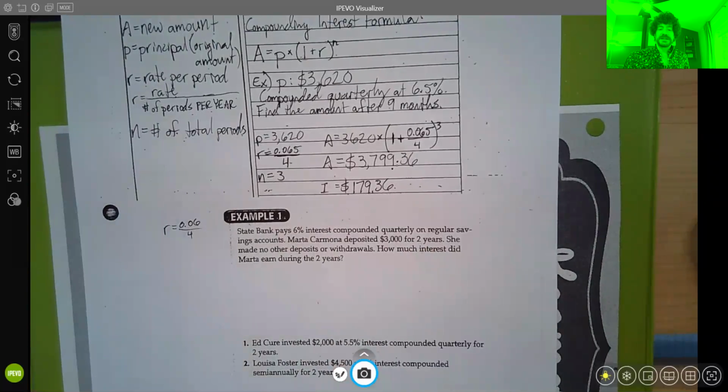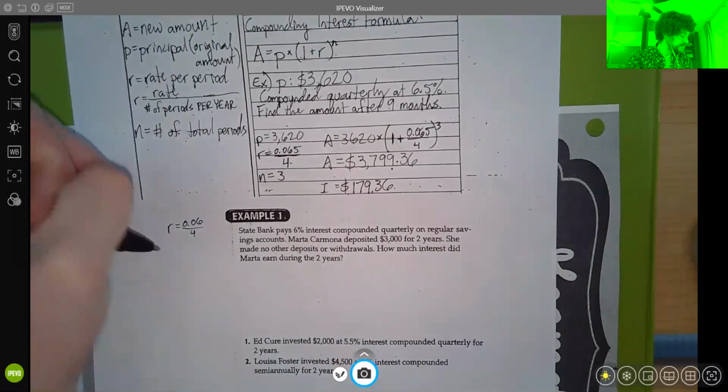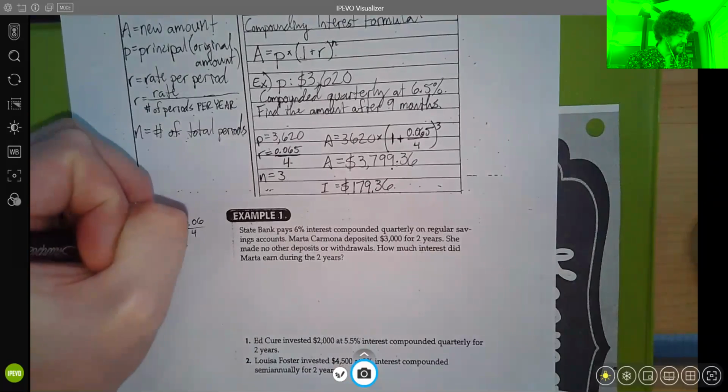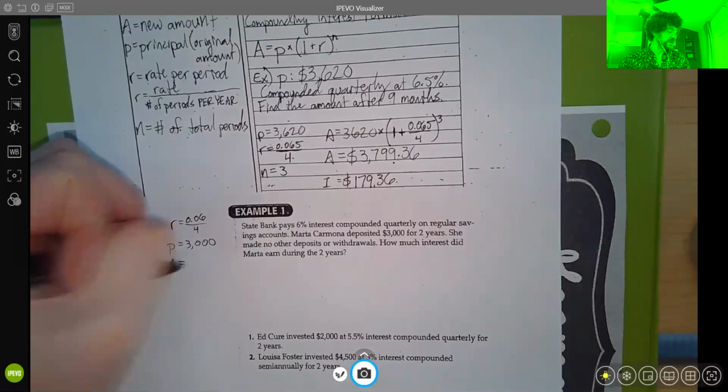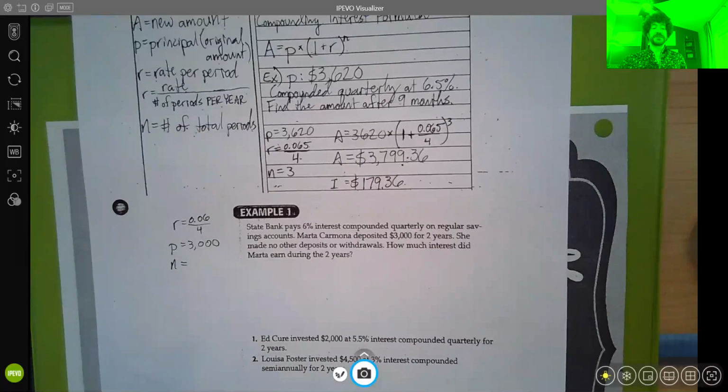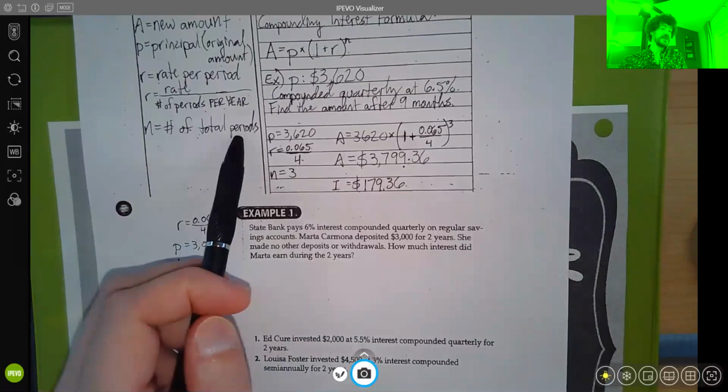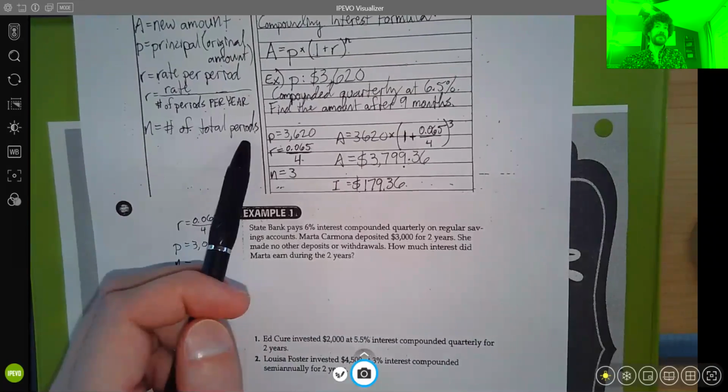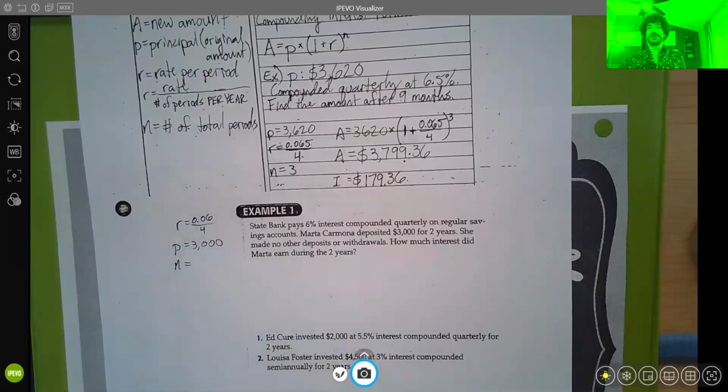Marta Carmona deposited $3,000. Okay. So P equals 3,000. And then she wants to know how much money she's going to have in the account after 2 years. So if something compounds 4 times a year quarterly, but it's compounding for 2 full years, how many total periods is it being compounded for? Somebody tell me that. 4 times a year for 2 years. How many times will it be compounded in that amount of time?